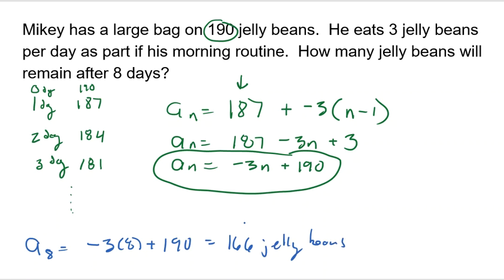So again, a very similar problem to the one we just saw, but now we're going down, not up. But it is a little bit different because you've got to think that the number they gave me, 190, is not how many there are after 1 day. After 1 day, it was 187, because after 1 day he ate the 3 jelly beans. So again, be very careful to make sure you read the problem carefully.